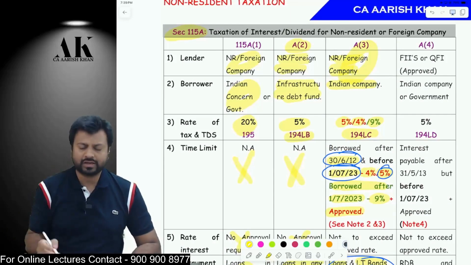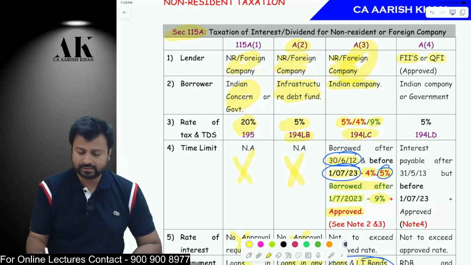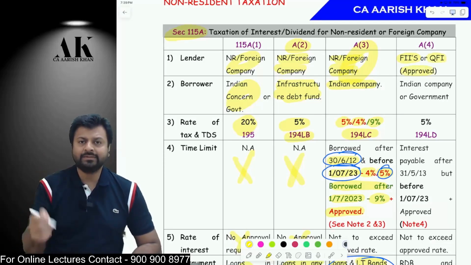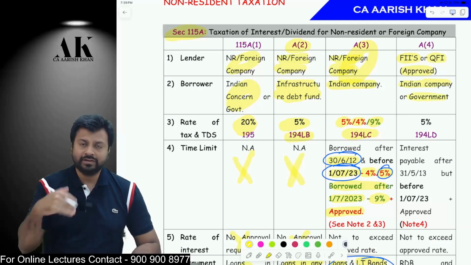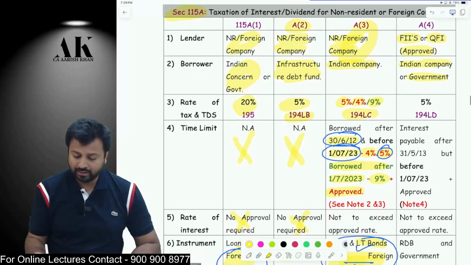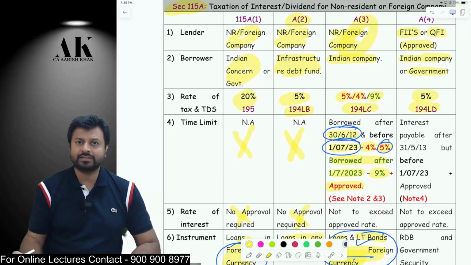Now the fourth interest. In the fourth interest, who is the lender? FIIs and QFIs, which are approved by the SEBI. They will lend money to whom? They will lend money to an Indian company or to the government of India. What is the tax rate? The tax rate over here is 5% and the TDS will be deducted under section 194LD.